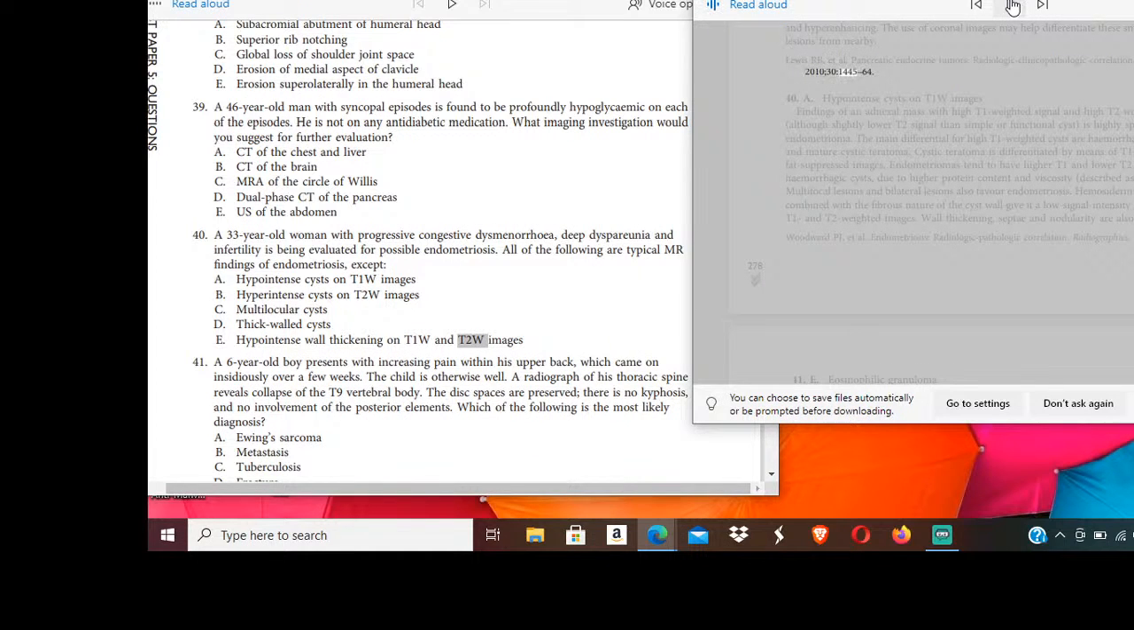2010, 30:1445-64. 40. A. Hypointense cysts on T1W images. Findings of an adnexal mass with high T1 weighted signal and high T2 weighted signal, although slightly lower T2 signal than simple or functional cyst, is highly specific for an endometrioma. The main differential for high T1 weighted cysts are hemorrhagic functional cysts and mature cystic teratoma. Cystic teratoma is differentiated by means of T1 weighted fat-suppressed images. Endometriomas tend to have higher T1 and lower T2 signal than hemorrhagic cysts due to higher protein content and viscosity, described as T2 shading.